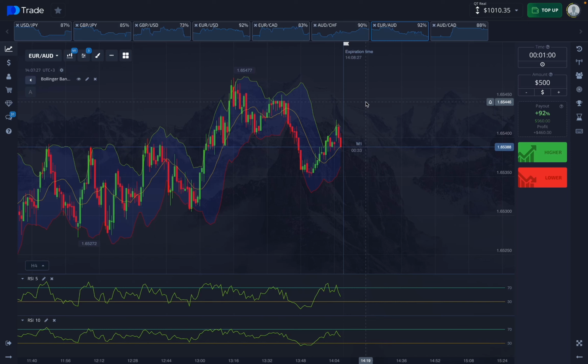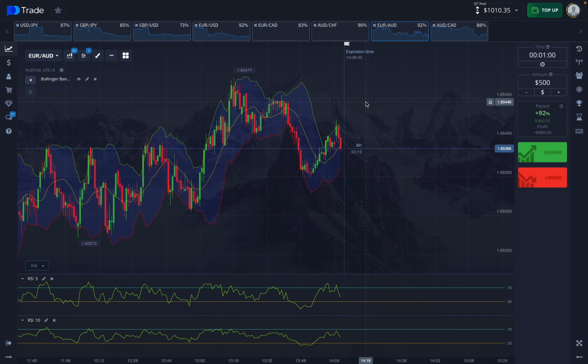So let's get started with today's trading. I have already analyzed and selected all currency pairs with the most optimal payout percentage and compatibility with the most optimal nature of movement. And I came to the conclusion that today we will trade using these indicators.